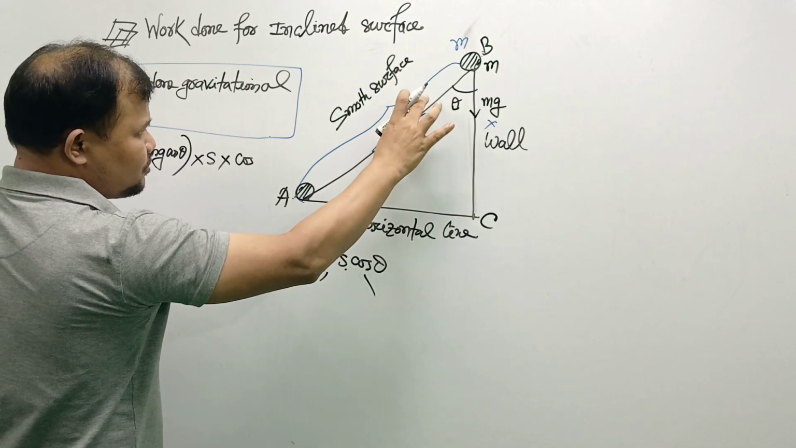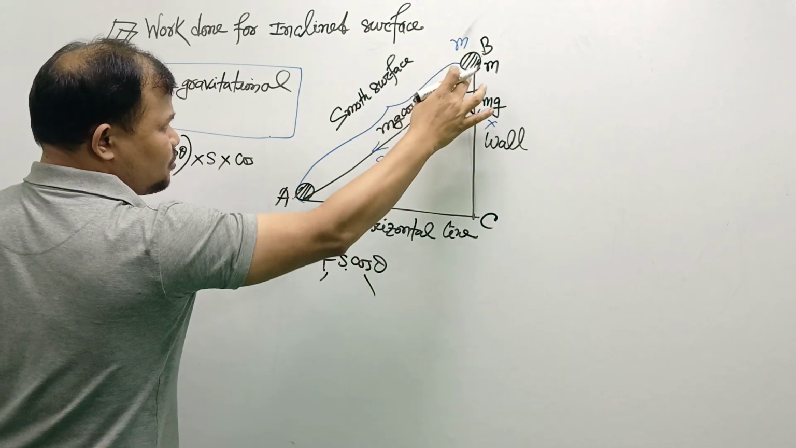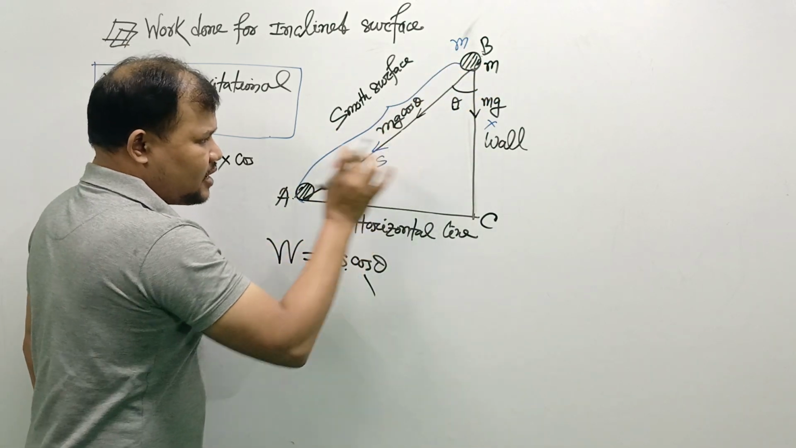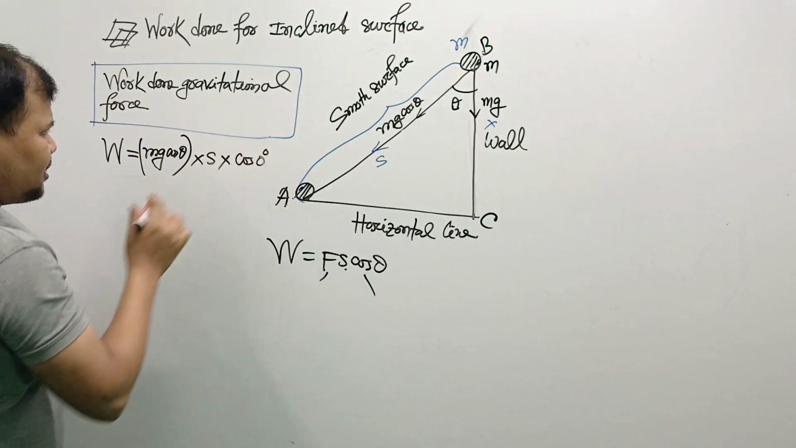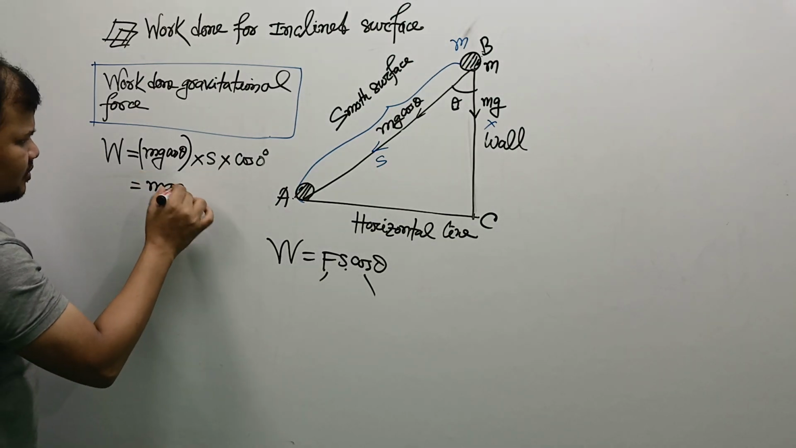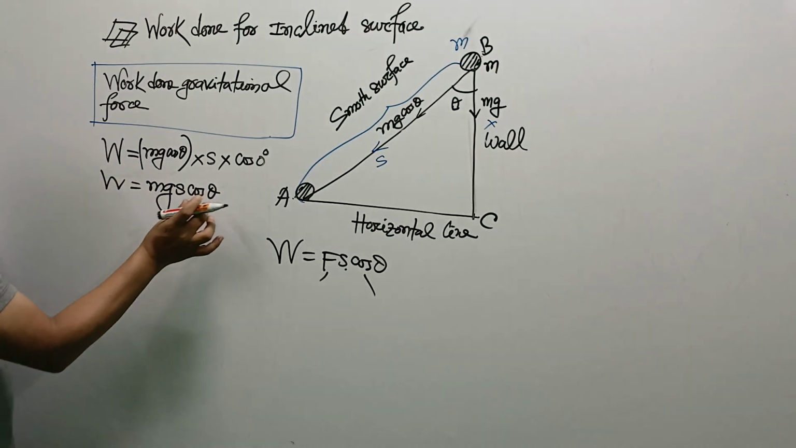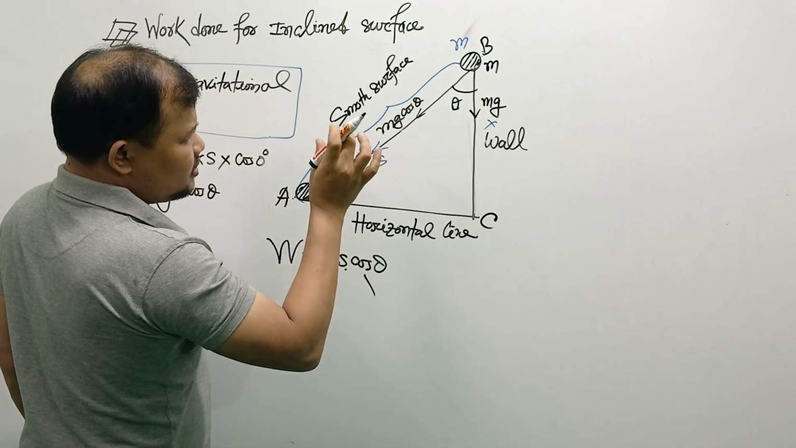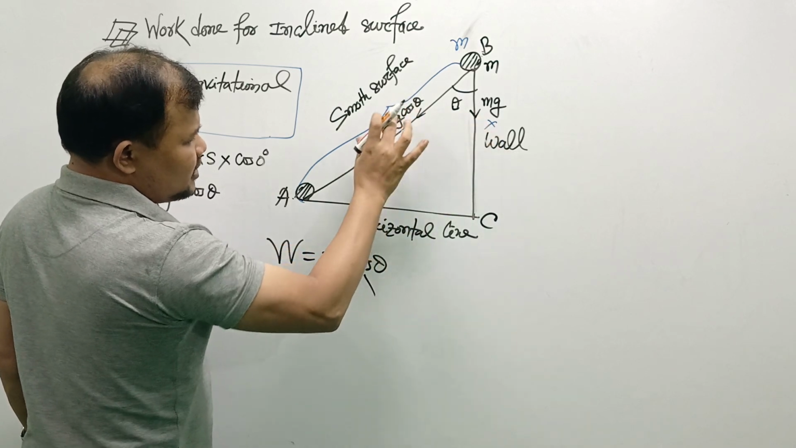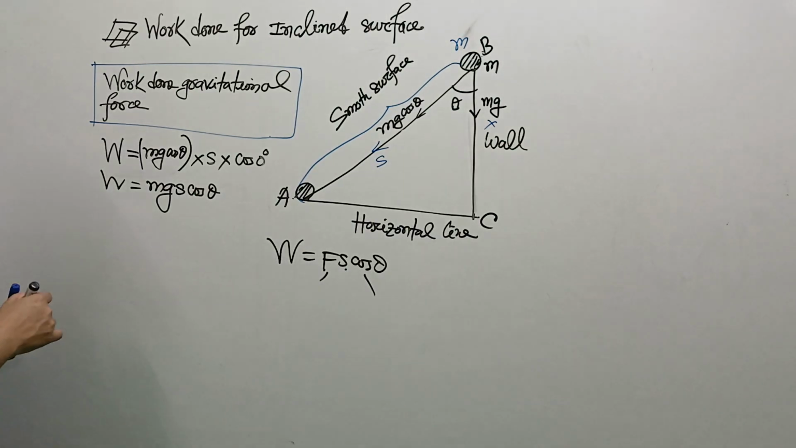The direction of the force mg cos theta is from B to A, and the direction of displacement is also B to A. So the angle between mg cos theta and S will be 0 degrees. So we can write here mg S cos theta. What is theta? Theta is the angle the inclined surface makes with the wall. This is the theta. Okay, this is our equation.